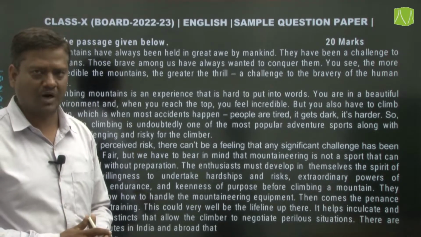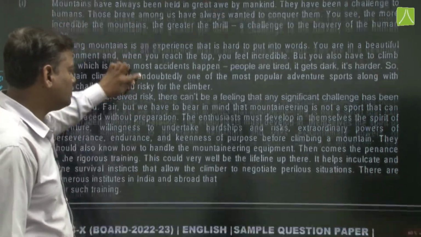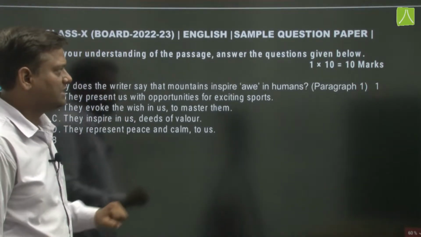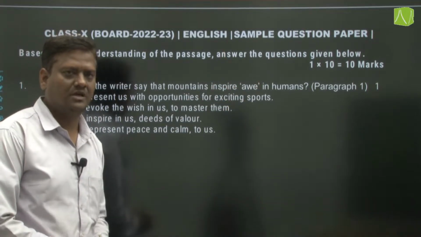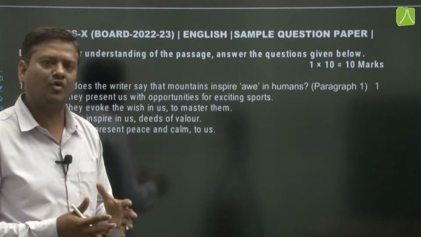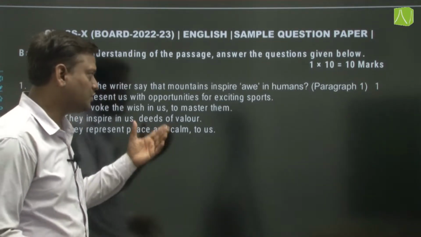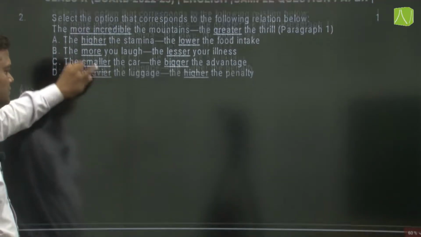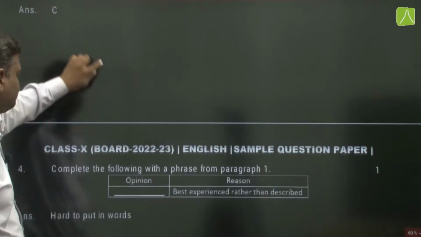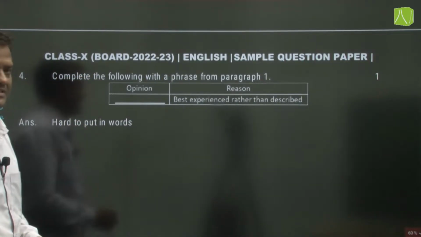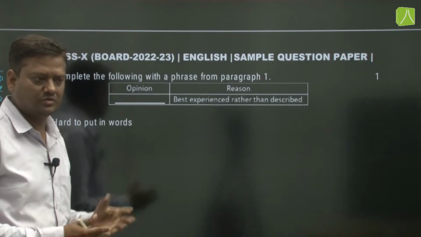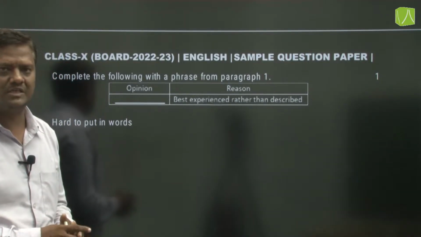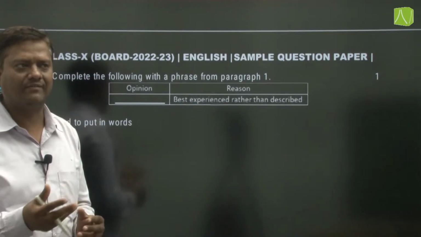Each question will carry 1 mark. This is the passage related to mountaineering, and then we have 10 questions. Each question carries 1 mark, total 10 marks, and the questions can be a mixture of objective and subjective questions. Like you can see here, question number 1 is objective, number 2 is objective, 3 is objective, and number 4 is different, it is a subjective question. So 3 questions are objective, and these questions can be asked with a direct answer or an opinion-based answer.